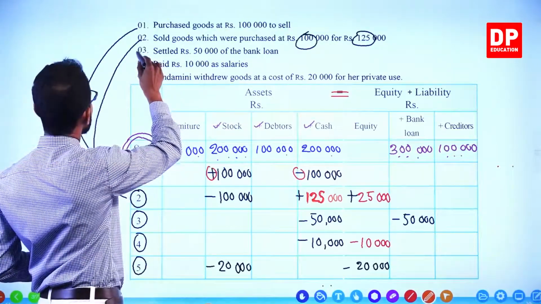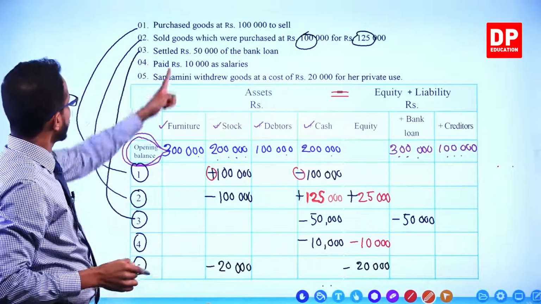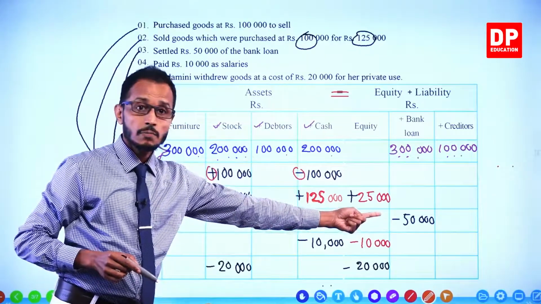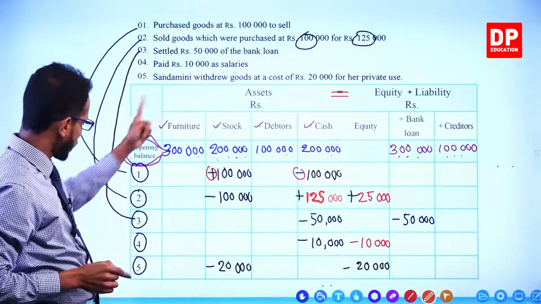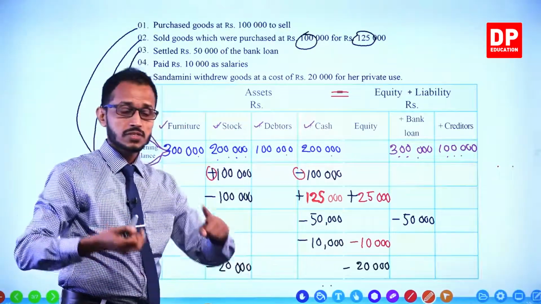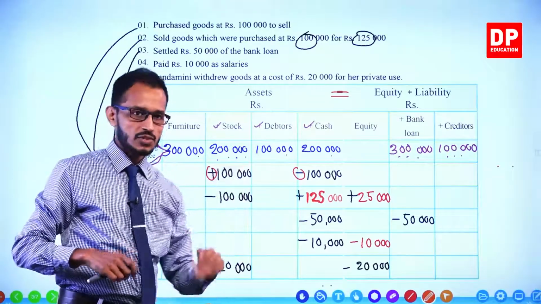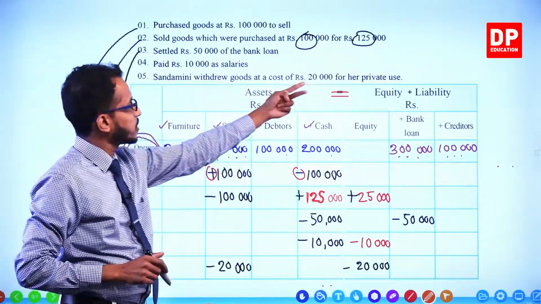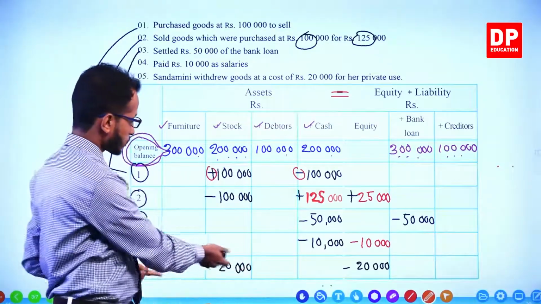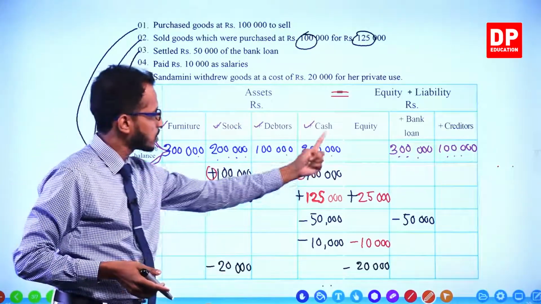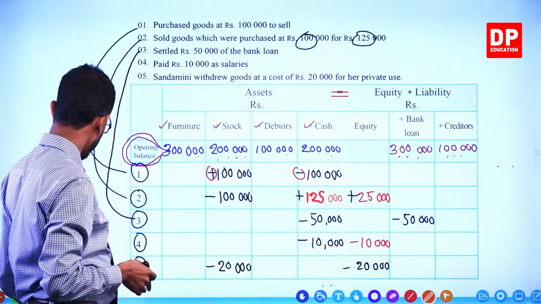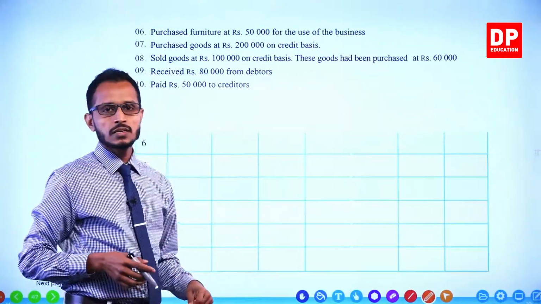Settle the bank loan, 50,000. Cash decrease, liability bank loan decrease. Paid 10,000 as salaries. Cash decrease, equity decrease, because expenses decrease equity. Sandamini withdrew owner's drawings, not just drawings, goods drawings. Stock decrease, equity decrease. All right. The next transactions.